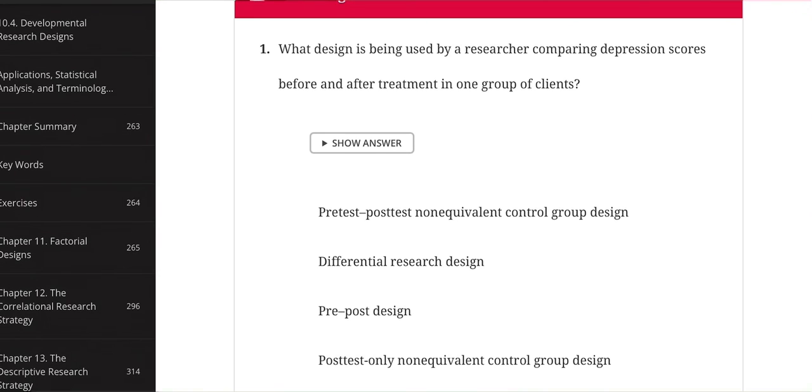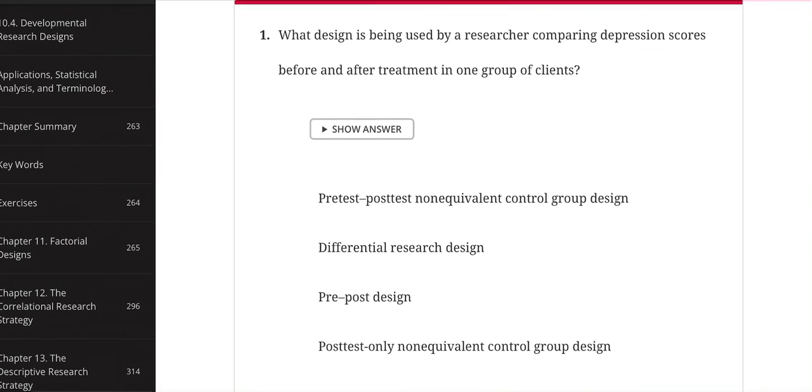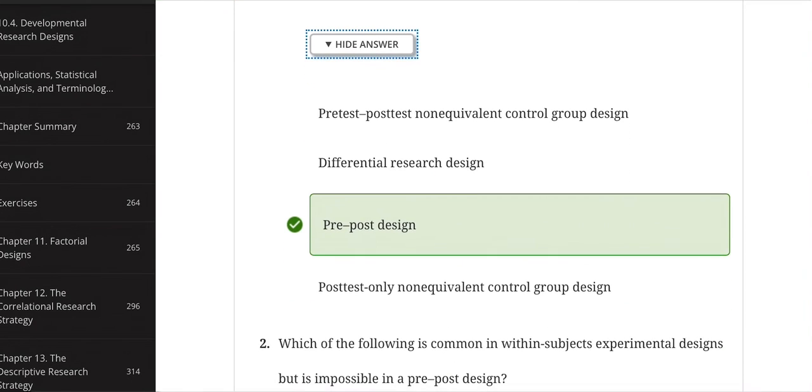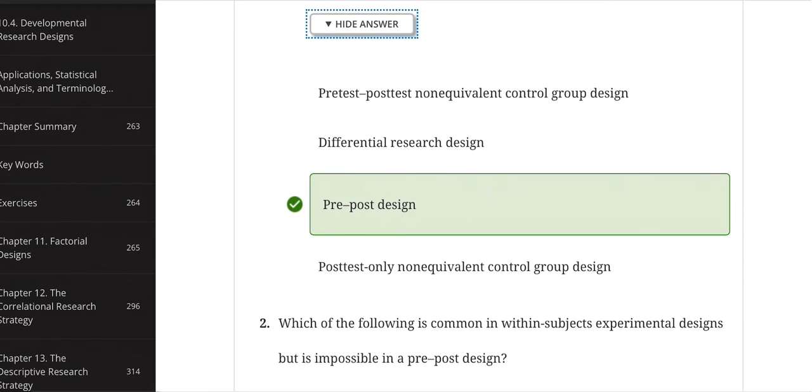Actually, I said that backwards. No control group, that's that one. Differential wouldn't even have a control group anyways. That would not be a pre and post test. Since it's before and after, pre and post test, it's not differential anyway. And then the post-test non-equivalent control group obviously doesn't make sense either, because there's no control group, but also it's not post-test only. They just said they're comparing before and after scores. So obviously this is a pre-post design.